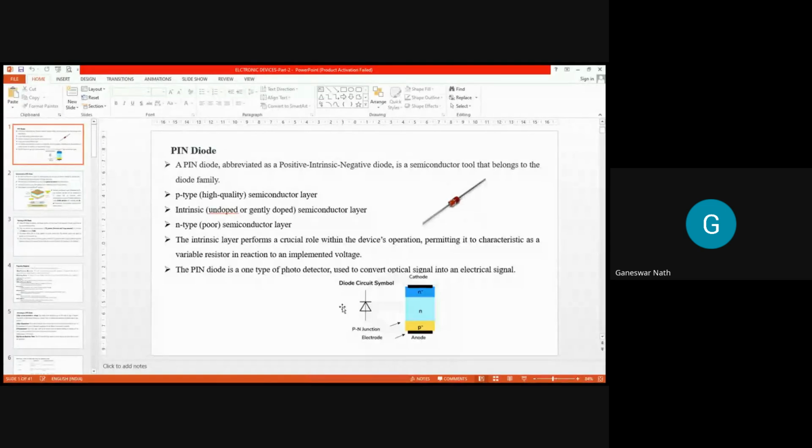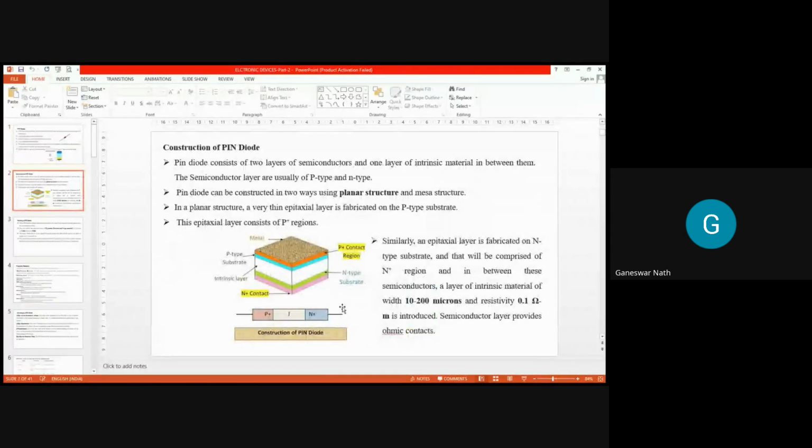Next we come to its construction, how the PIN diode gets constructed. If you look at the diagram, you can see this is the P plus contact, and this is the N type contact, and that white color is the intrinsic layer. And these are the metallic contacts, to allow the flow of the charge carriers through the circuit.